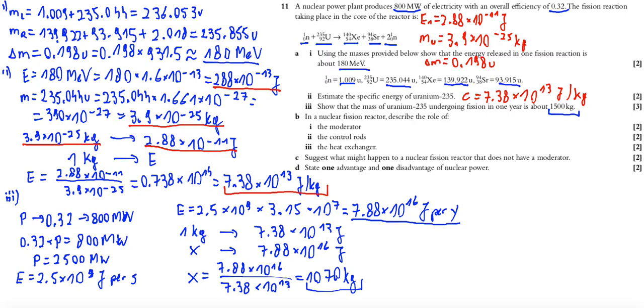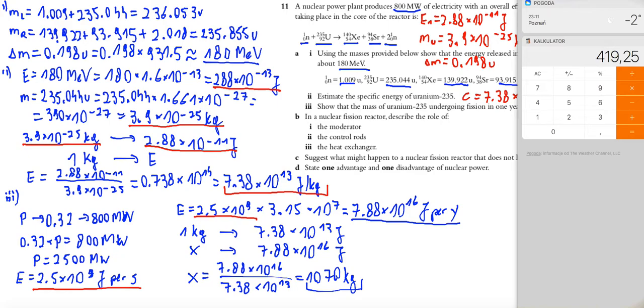Okay, so power input is this divided by this, so 2.5 times 10 to the power of 9 joules per second. Now we have to multiply this by the number of seconds in a year, so 365 times 24 times 3600, which gives 3.15 times 10 to the power of 7.